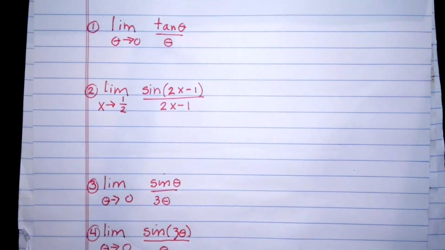In this video, we look at some examples of limits using the fact that the limit as theta tends to 0 of sine of theta over theta is 1. Alright, so example number 1, we have the limit as theta tends to 0 of tangent theta over theta.